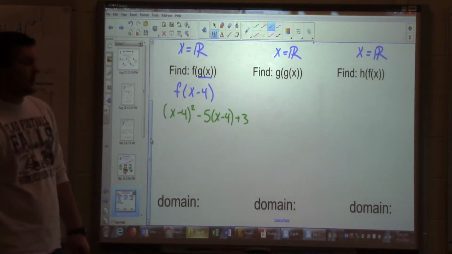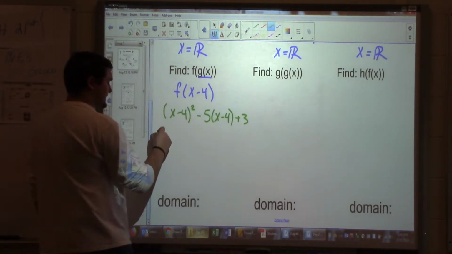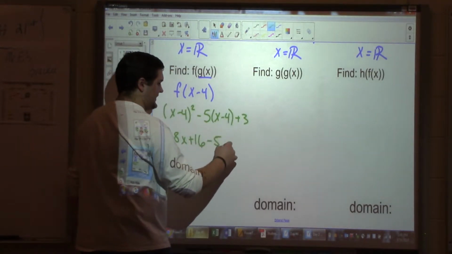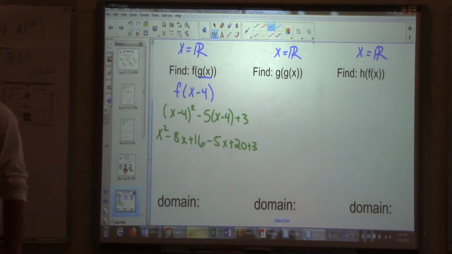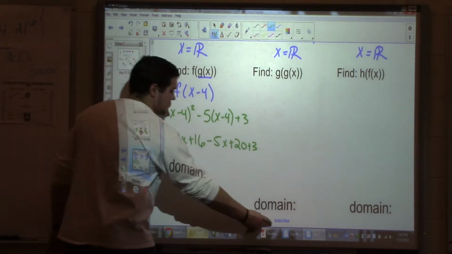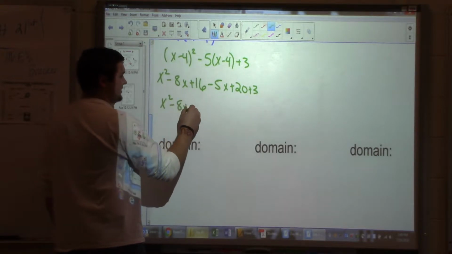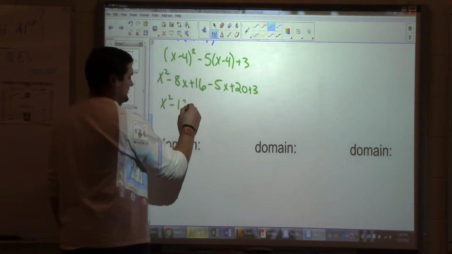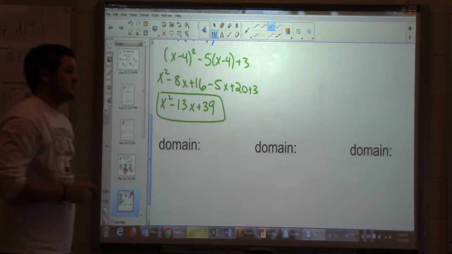Awesome. So, do the algebra, right? Do the work. FOIL the first part. X squared minus 8x plus 16 minus 5x plus 20 plus 3. We all follow me so far? Yeah. Awesome. So, keep going. Combine your like terms. X squared minus 13x plus 39. That's as far as I can simplify that.